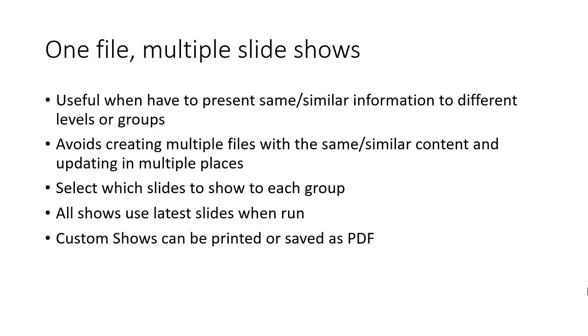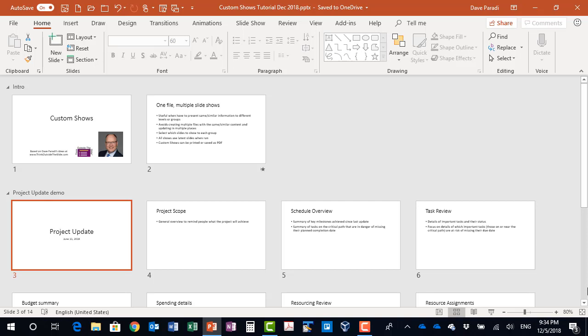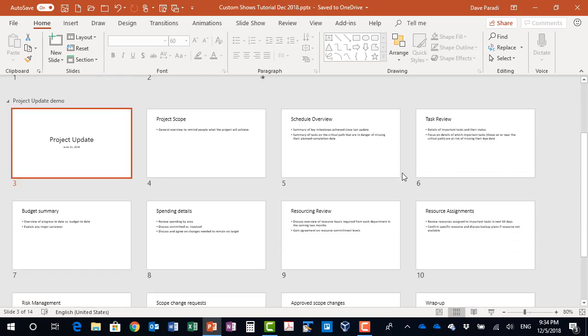So I want to show you how it's done, and I'm going to do that through an example of a project update. I'm going to get out of slideshow mode here and show you our project update slides. We have a number of slides. Some of the slides are going to apply to 2 groups and some will apply to 1 group. The 2 examples we're going to use are a presentation to the steering committee, and a second presentation to the project team. The steering committee wants summary and overview type information, whereas the team needs the detailed information.